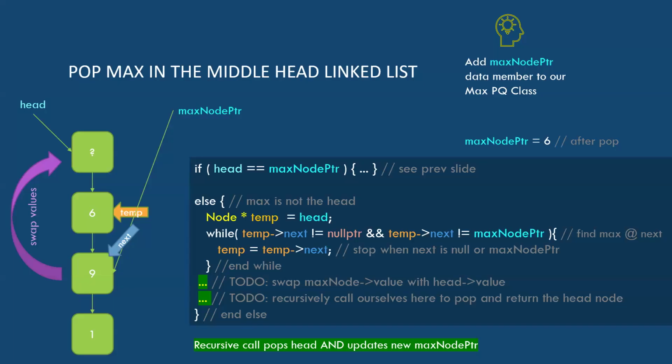So the recursive call pops the head and updates the max node pointer, which is pretty cool. Some of you were curious about doing this in a recursive way, and you can certainly do that if you wanted to, okay?